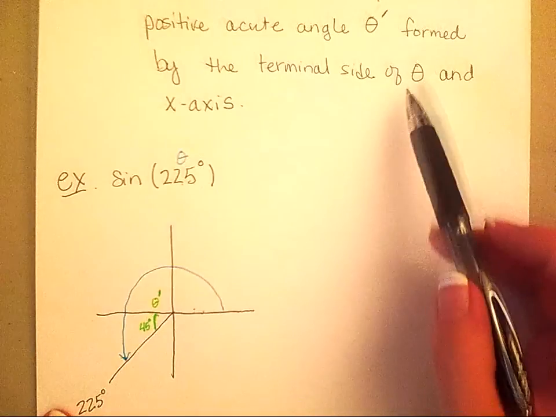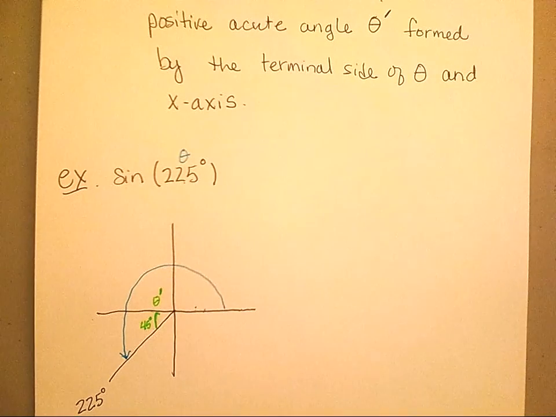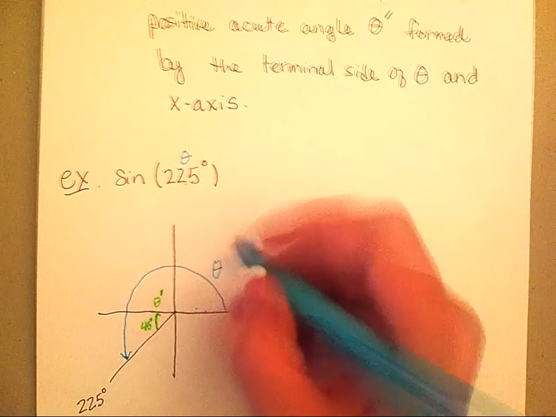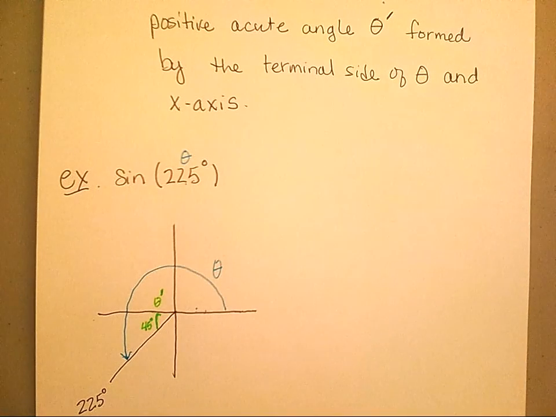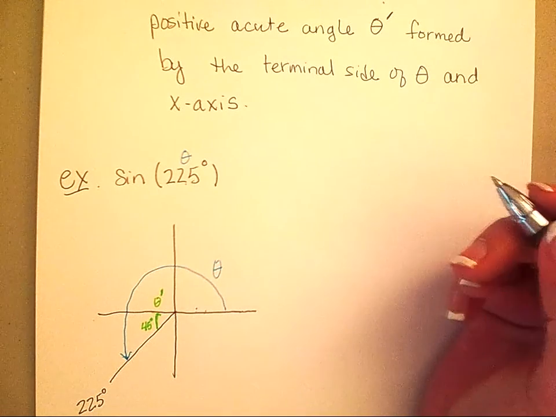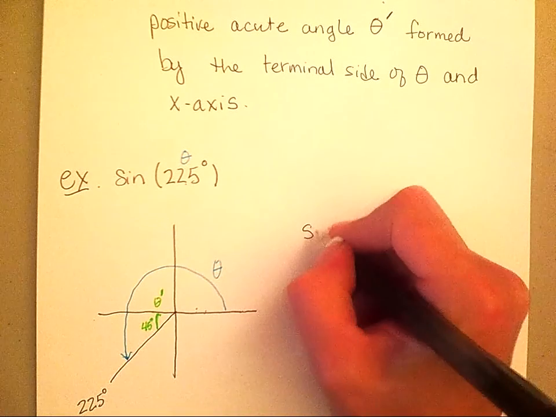Now the thing about theta and theta prime, your angle theta that you're actually looking for and this reference angle, is that they're only going to be off by a sign. And by a sign, I mean an S-I-G-N. They can differ at most by a sign change.